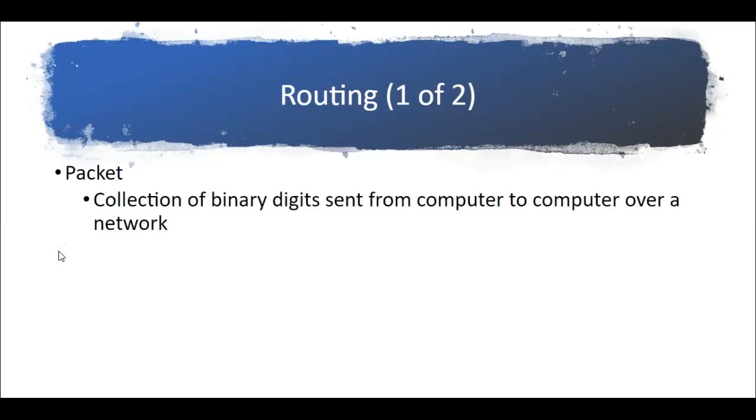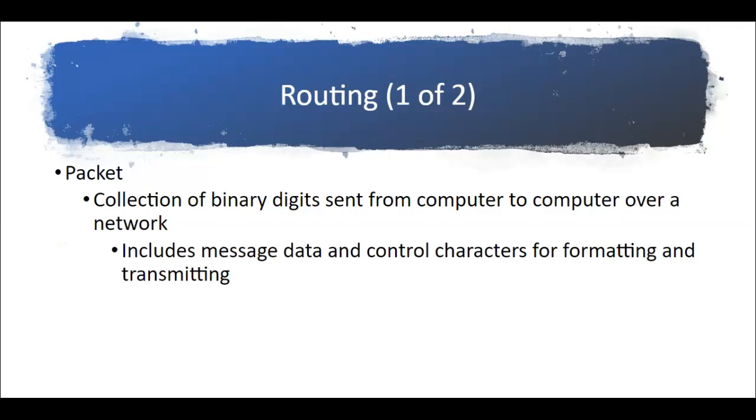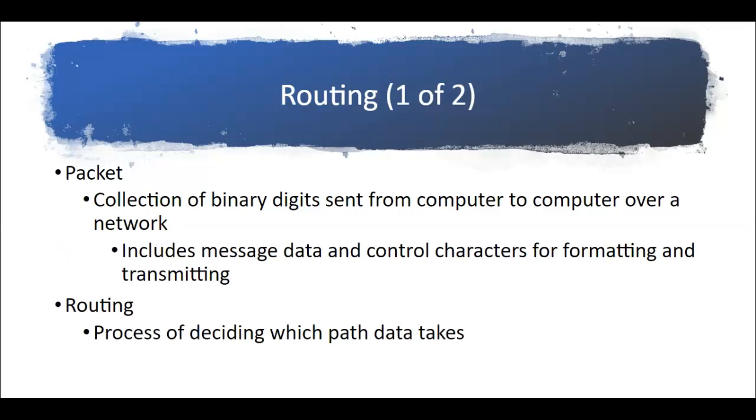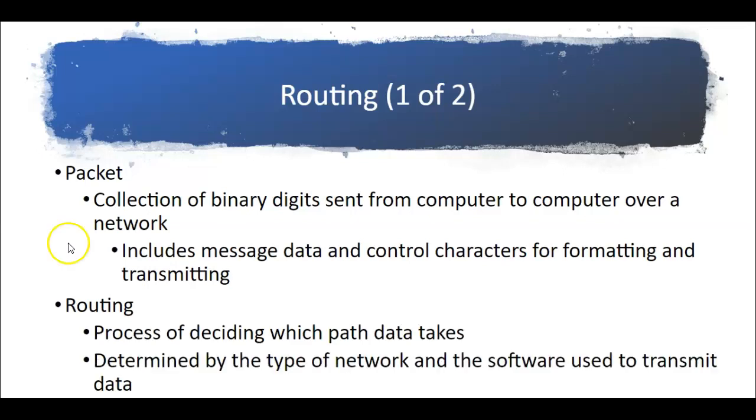Routing. So how do things get to where they need to go? Through packets. It's binary digits, zeros and ones sent from computer to computer over a network. It includes message data and control characters for formatting and transmitting. Routing is the process of deciding which path data takes. It's determined by the type of network and the software used to transmit data.